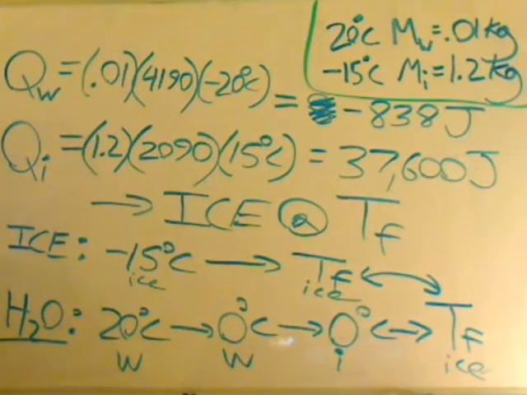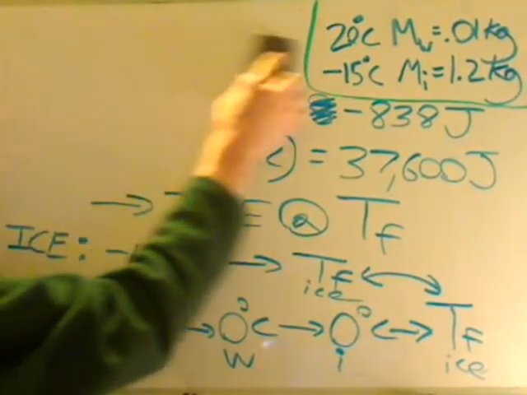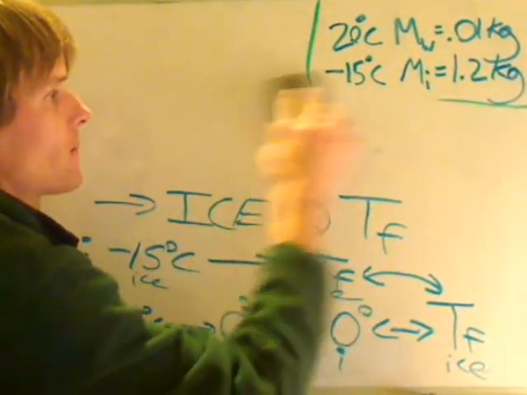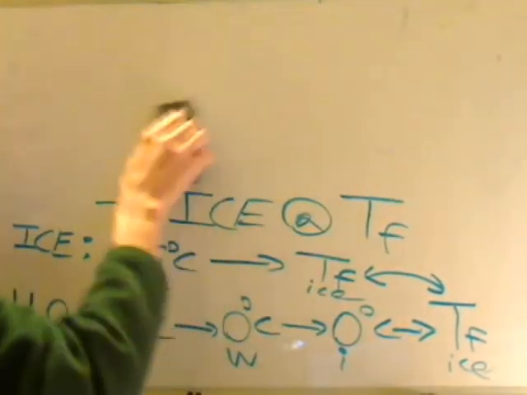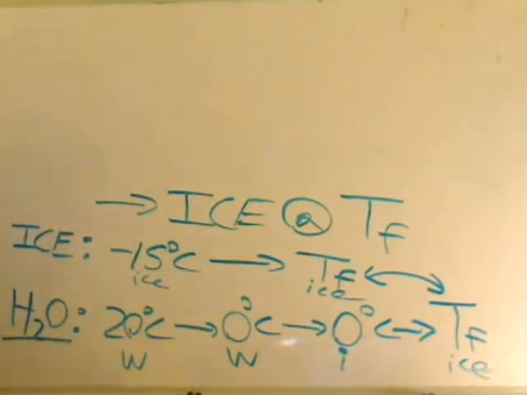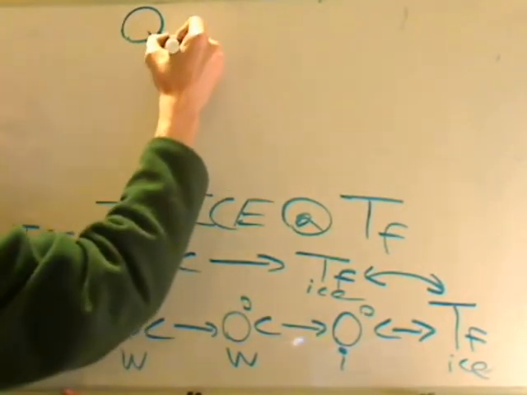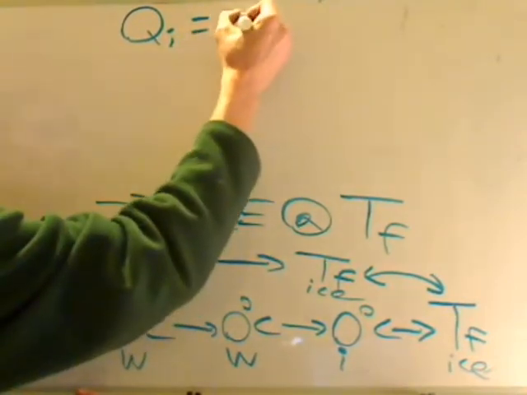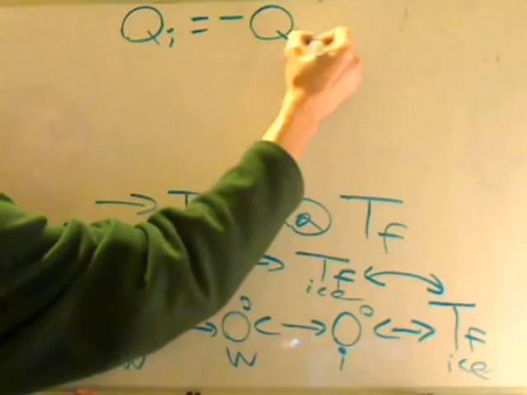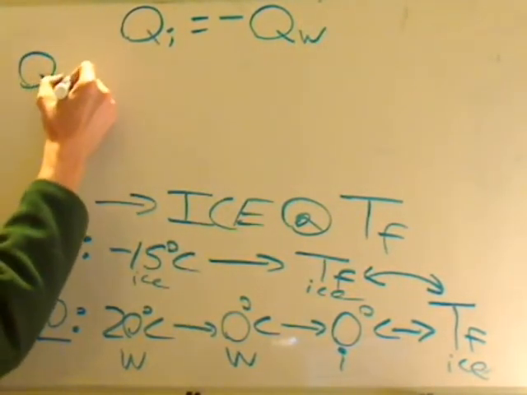Okay, so let's go ahead and apply this then. I'm going to erase the top part up here. I'm going to erase this even. So, our expression for heat is that Q of the cold sample, which is ice, equals the negative of the hot sample, which is the liquid water. So let's calculate Q for the ice.